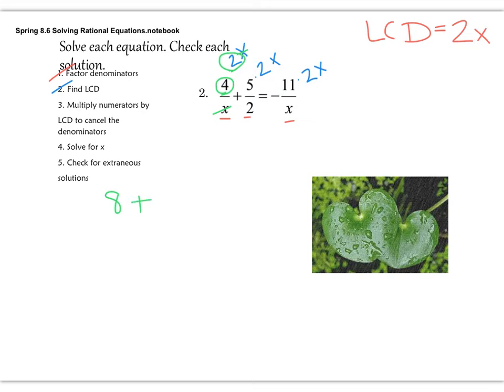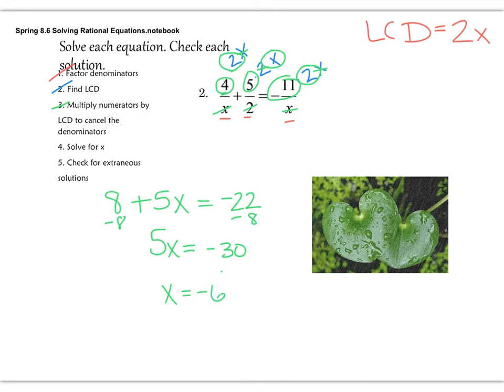There's a plus sign. All right, then I'm going to cancel this 2 with this 2. And then I have 5 times x, which is 5x. Then there's an equal sign. This x cancels with this x, and I have negative 11 times 2, which is negative 22. Look how much nicer that problem looks, just by clearing those fractions. Okay, so from there, solve for x. So we get 5x, we'll just subtract this 8, equals negative 30. So x equals negative 6.